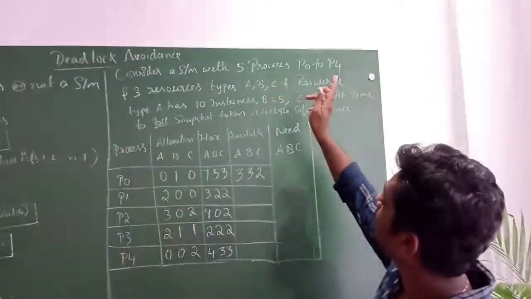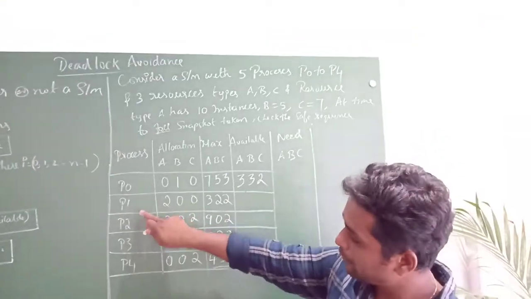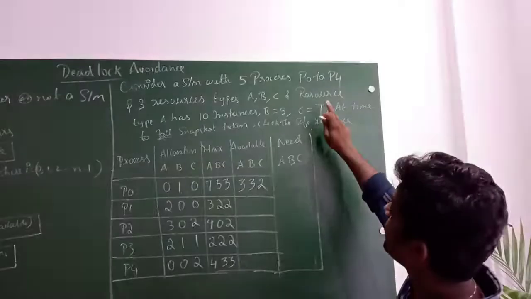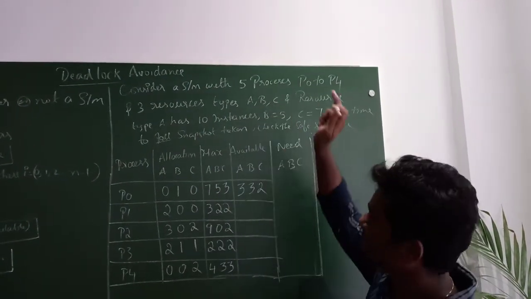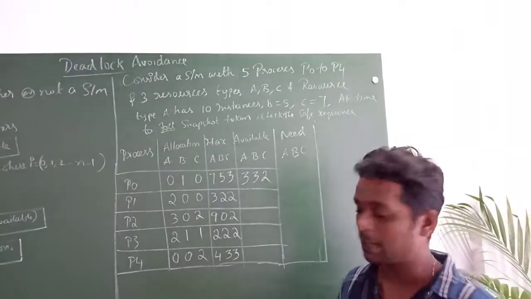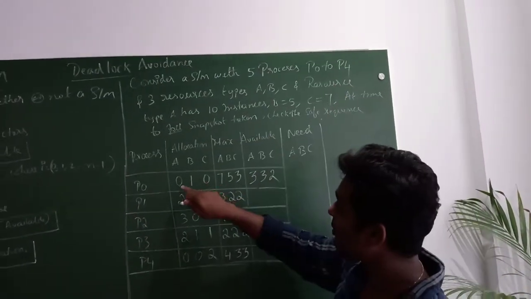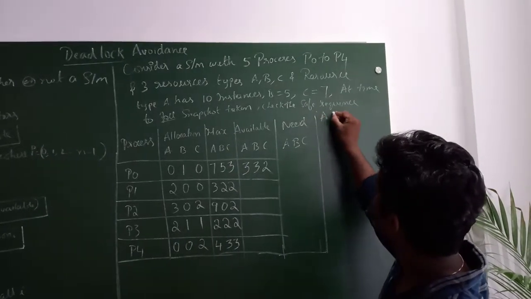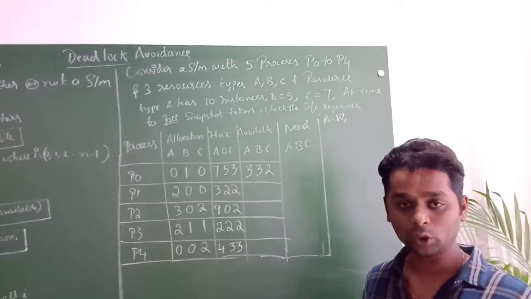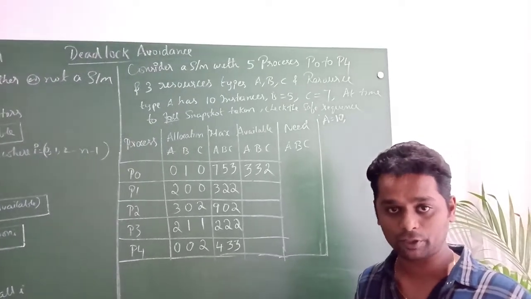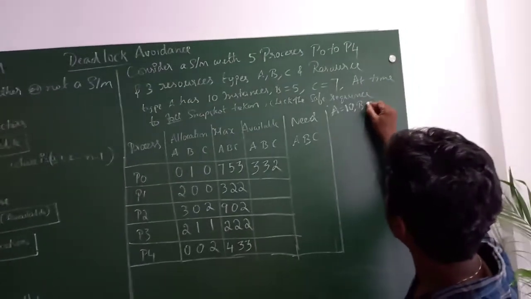Consider a system with 5 processes P0 to P4, and 3 resource types A, B, C. Three different types of resource are there. Resource type A has 10 instances in your system. Total number of resources available of resource type A is 10. B is having 5.